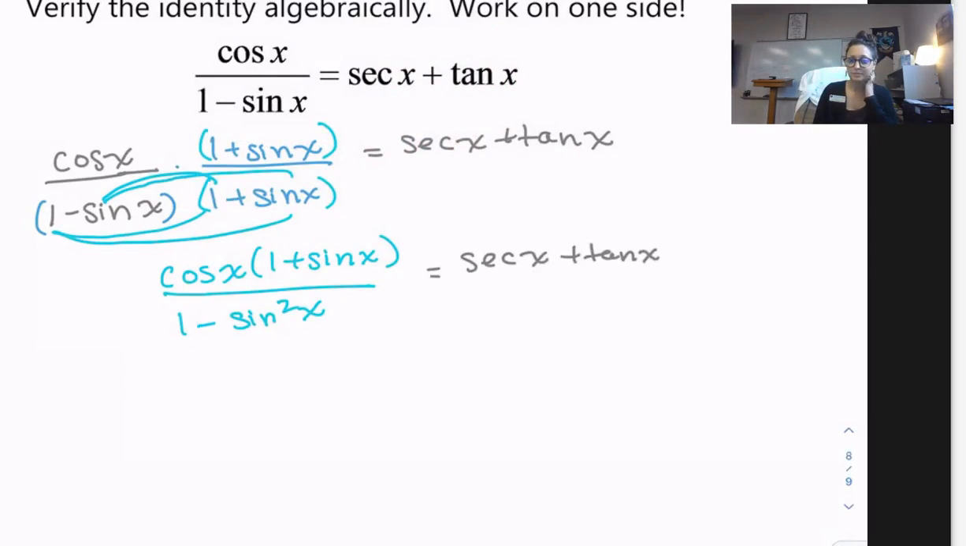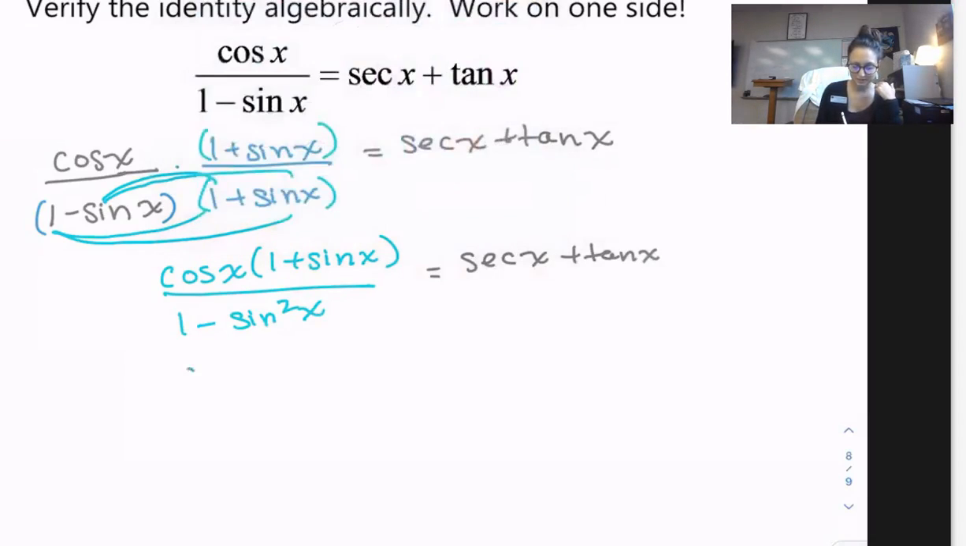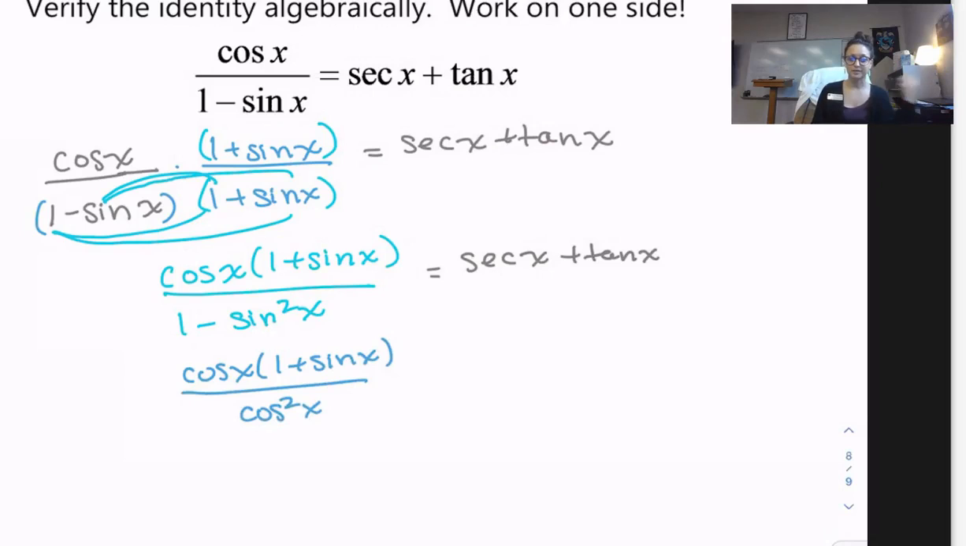Okay, any light bulbs now? What can I do with the denominator now? I can apply a Pythagorean identity to the denominator, right? What is the denominator equal to? The denominator is equal to, I'll leave the numerator, denominator is equal to cosine squared of x, right? I took that Pythagorean identity and I moved sine squared over. All right.